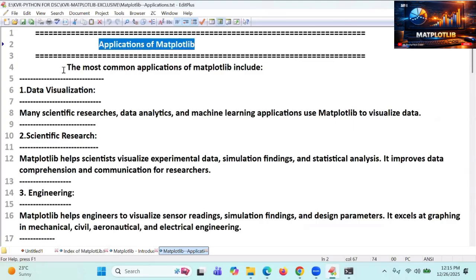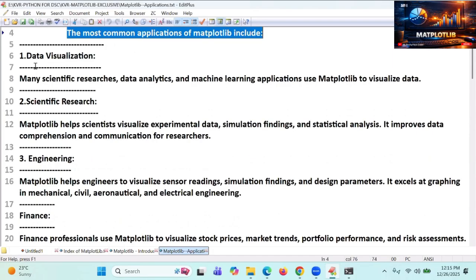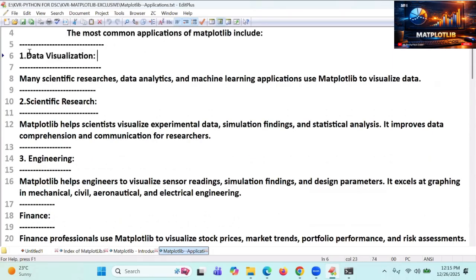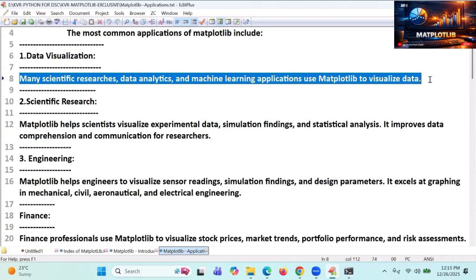Applications of Matplotlib. The most common applications of Matplotlib include, number one, data visualization. It is a main important point. Many scientific research, data analytics, and machine learning applications use Matplotlib to visualize data. I want to see the data in a format for quick understanding. A layman seeing the college placements, bars will be shown. All college bars will be up only. Will anybody show them down? Even though there are no placements, they will draw an up bar only.